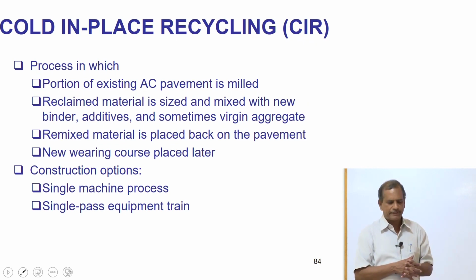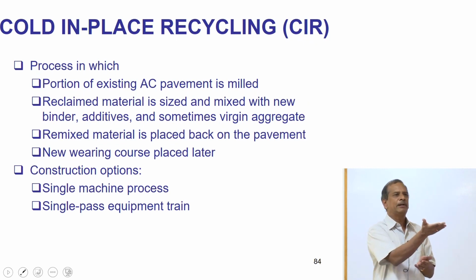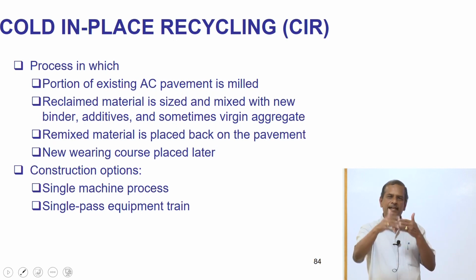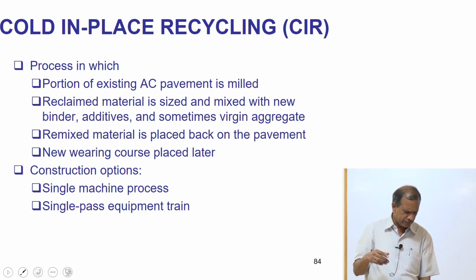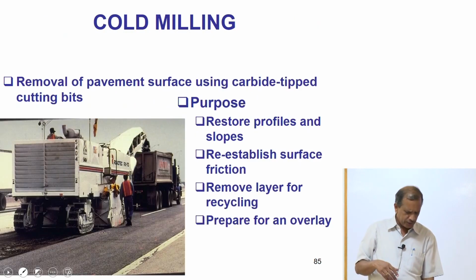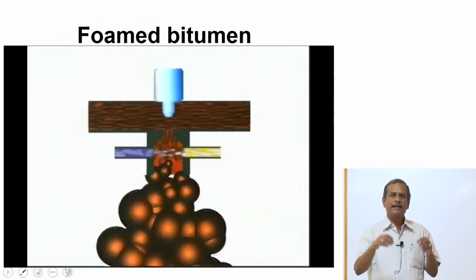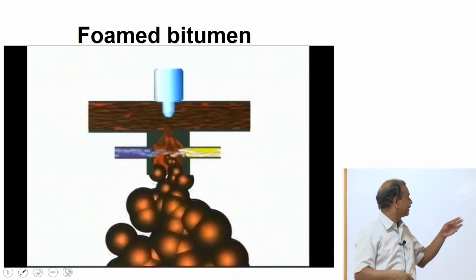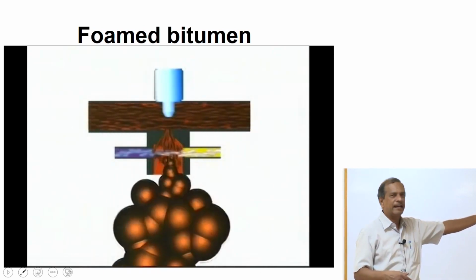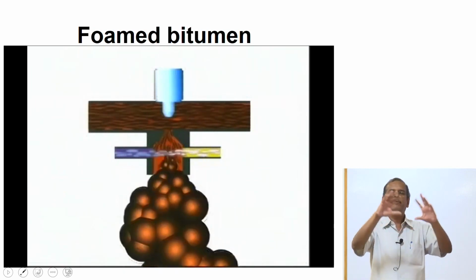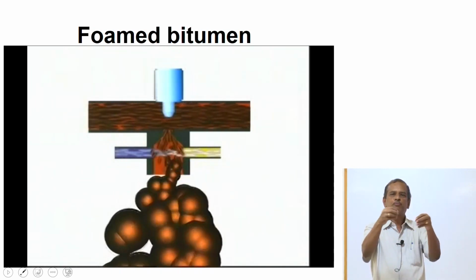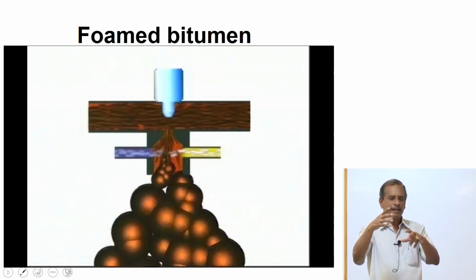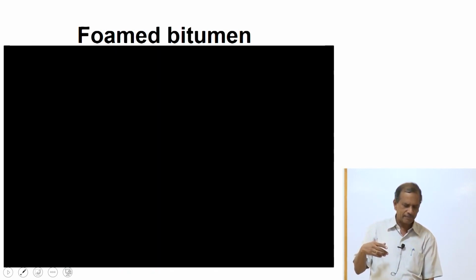In the case of cold recycling, I mill a part of the bituminous layer. I use the reclaimed material. I can use a foam bitumen. What is the foam bitumen here? I can try to inject hot bitumen, with water on one side and air on the other side. So the volume of bitumen increases by 14 to 17 times. This will coat the milled particles well. I can use that material in road construction.